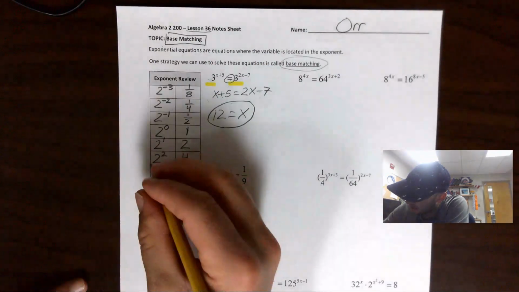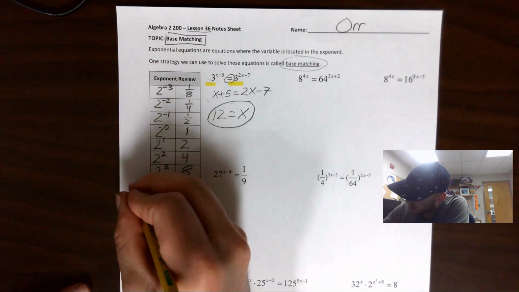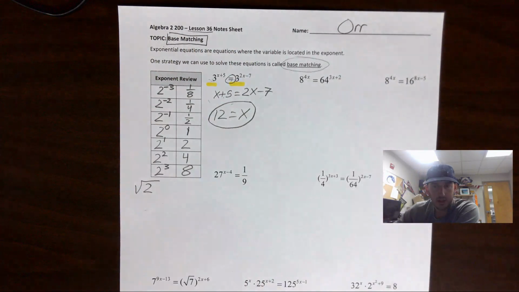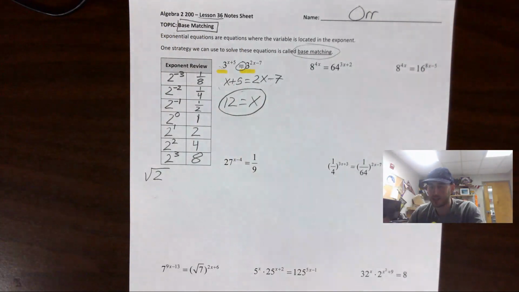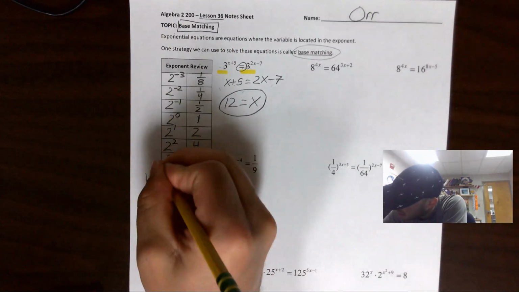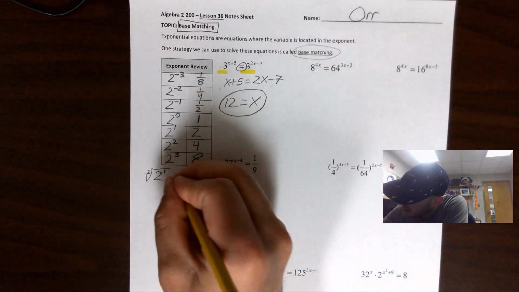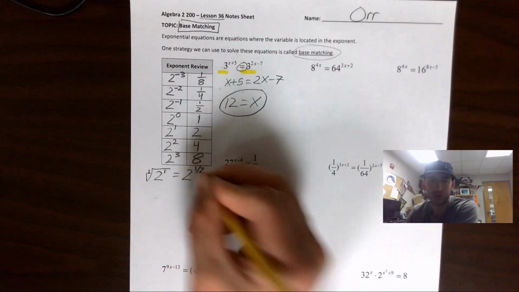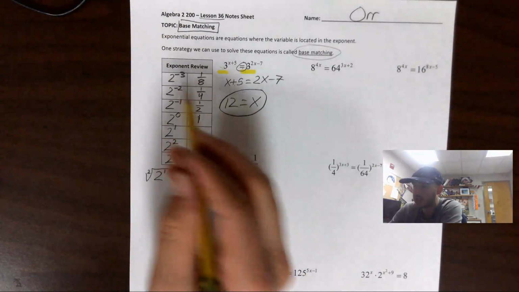One other thing I want to review. If I were to put this on your paper, remember that at some point in the year way back we learned that radicals and fractional exponents are kind of interchangeable. So this is really, we assume the exponent's 1, we assume the index is 2. So that's actually the same thing as 2 to the 1/2 power.